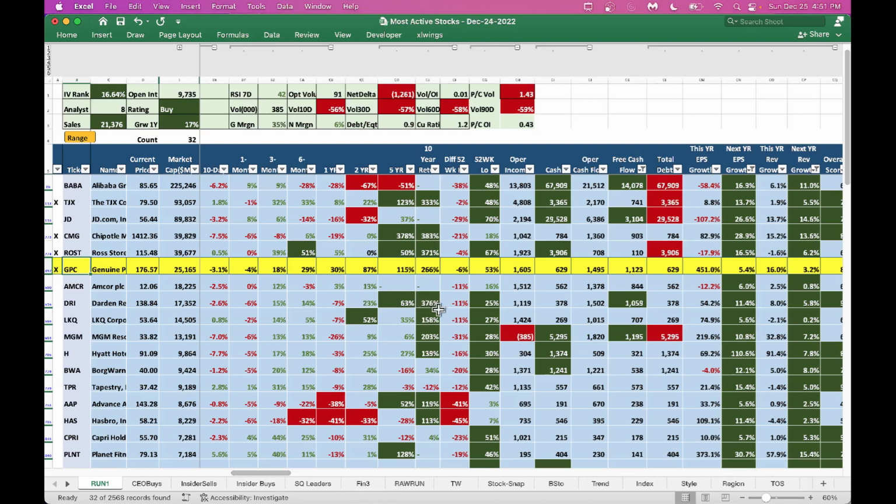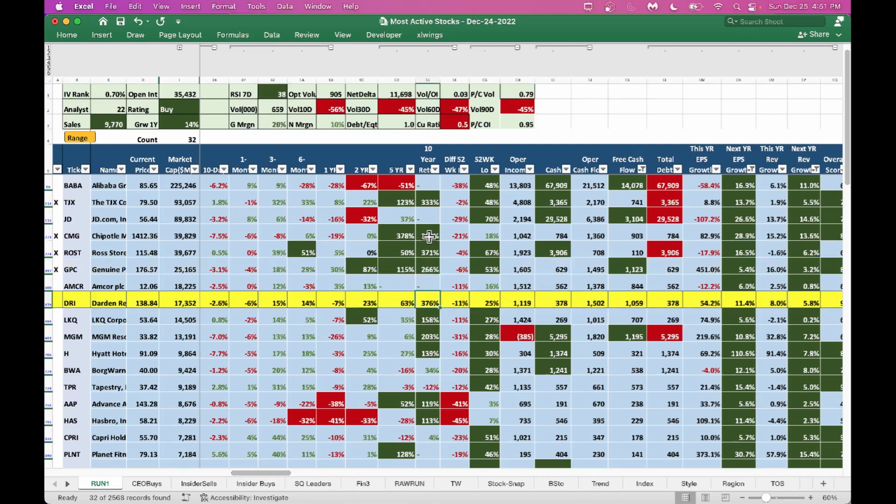Darden is a great one here. It's done great. It's a restaurant play here. Look, Darden has done almost as well as CMG here. We can add this here, but we do not need two companies in the restaurant business. But let's add now. We can reduce later.